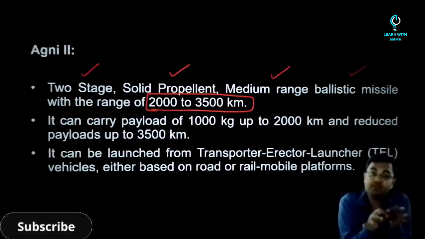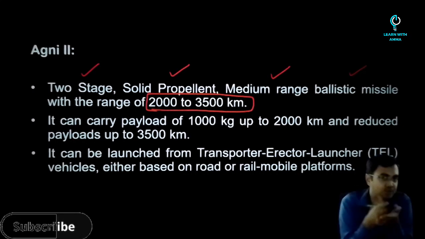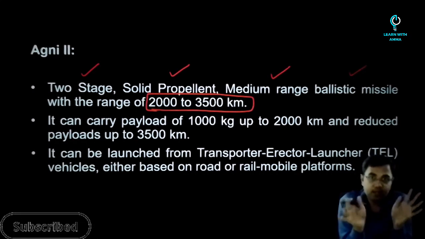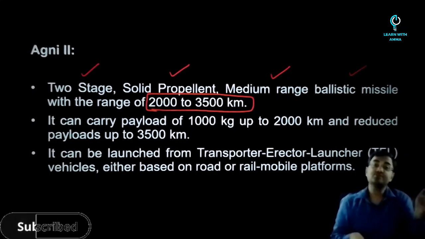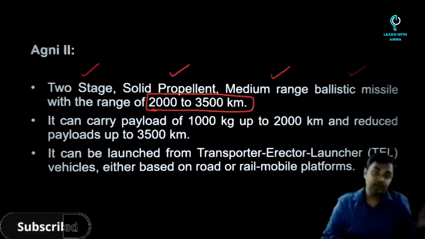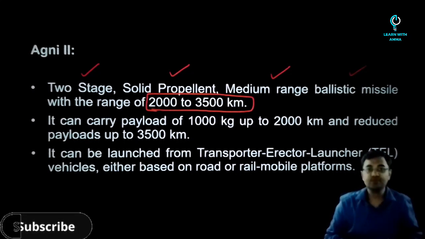When a question comes in the examination, they might give you 2000 to 3000, 2000 to 3500, 2000 to 4000. All these will be correct. But if the range has been given as 5000, range has been given as 7000, range has been given as less than 1000, then in these cases all this information becomes wrong.